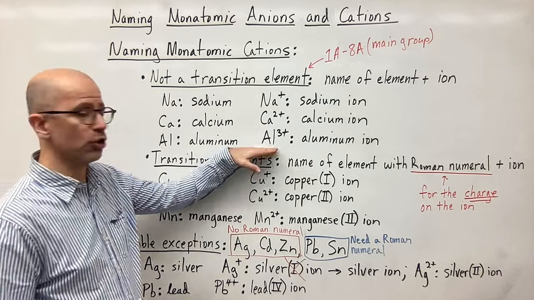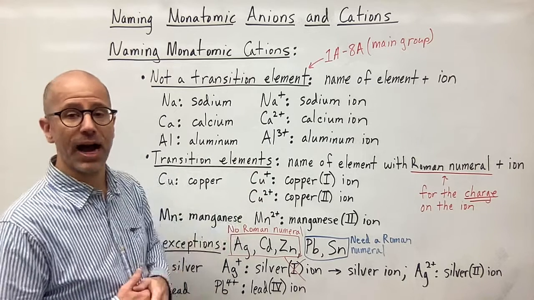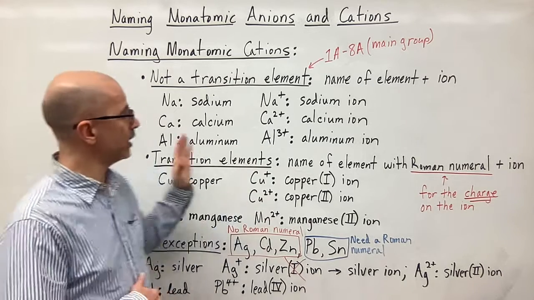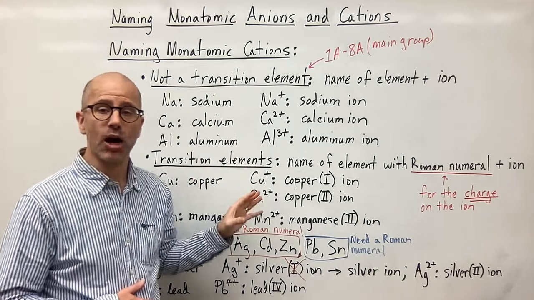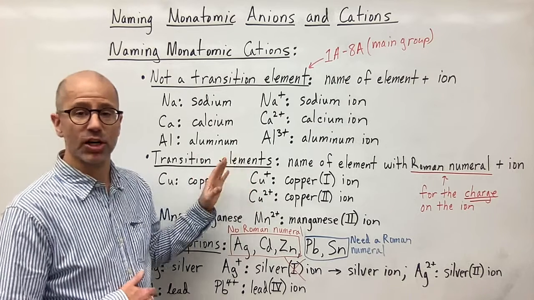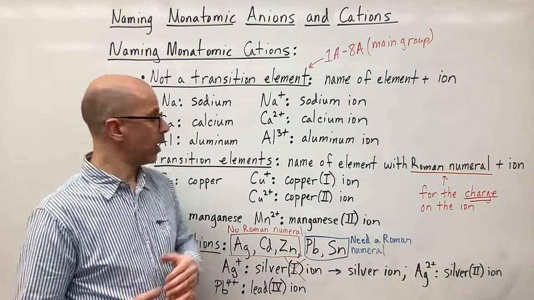So aluminum is in group 3, it has a 3+ charge. And then on the non-metals, the same thing. So we can figure out what charge it is. There's only ever one charge, and that's just the charge that it will have, based on the group number as well.